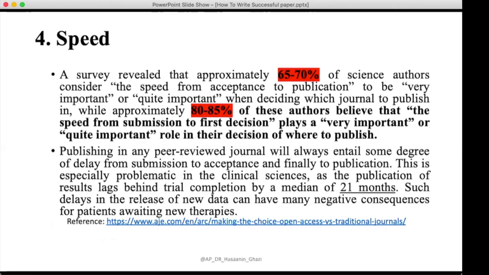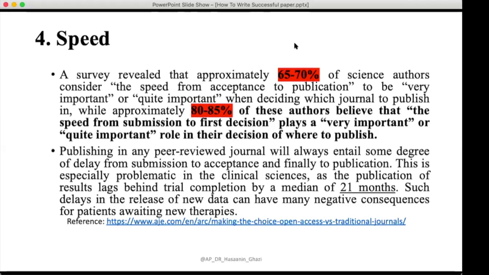Of course, people like speed. This is also another study. They say that 65-70% of authors consider the speed from acceptance to publication to be very important. As we know, open access journals are very quick in the review process and the publication process, available online. It is quicker. Why? Because with open access you are paying money to the publisher, to the journal, so they can pay the staff and the process will be faster.